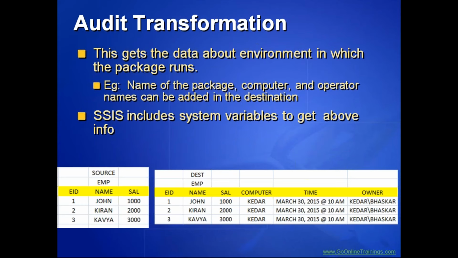Okay, now the next transformation we can see here, audit transformation. So this gets the data about the environment in which the package runs. For example, sometimes if you have sensitive data, this is my source data. So whenever I wanted to capture the data in the destination, I wanted to know from which machine the row got captured, what is the time in which it got captured, and who is the owner of the SSIS package, who ran the package and everything. So this info I wanted to get along with the row.